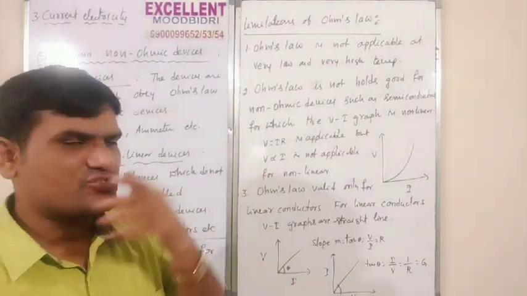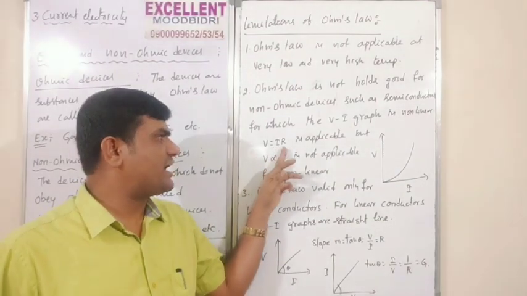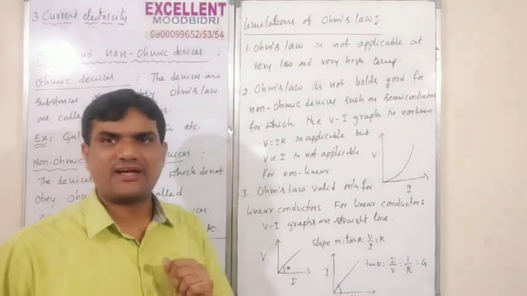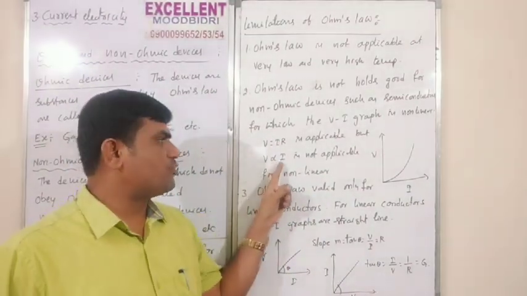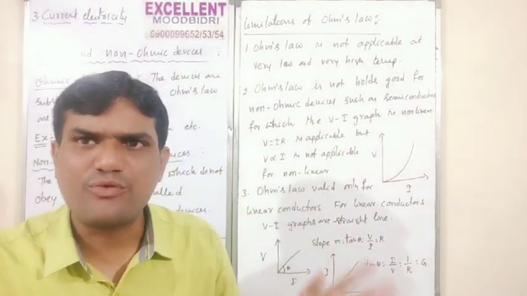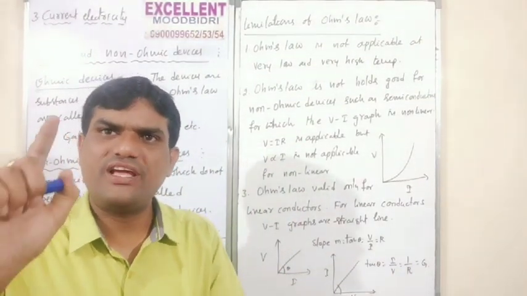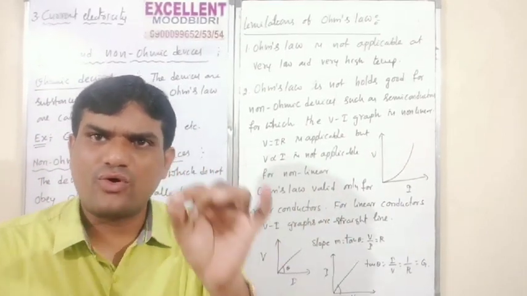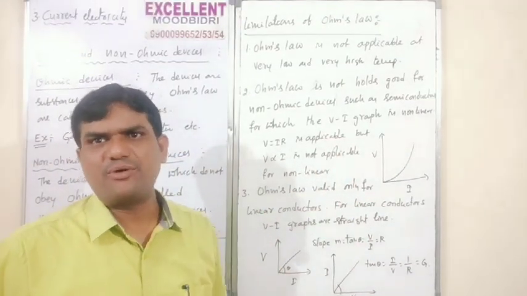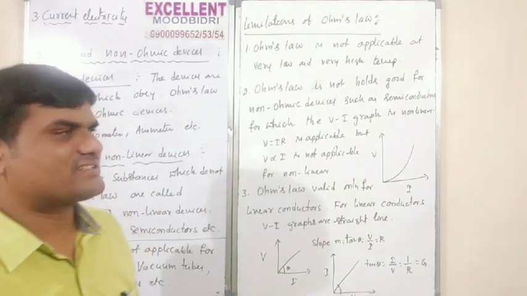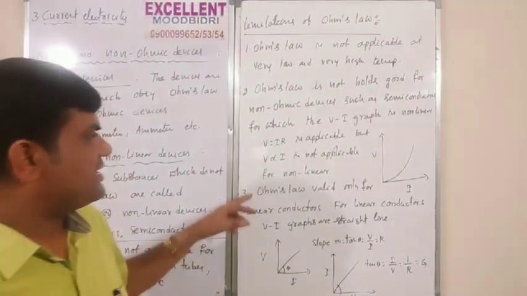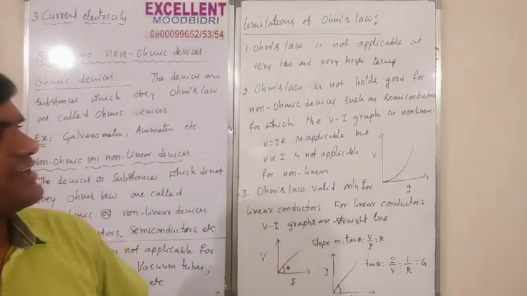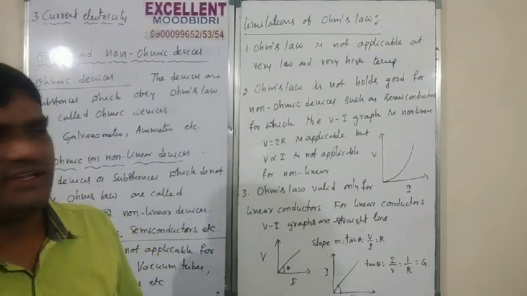Also you can remember here, V is equal to IR is applicable for non-linear as well as linear. But V is proportional to I is not applicable for non-linear. It is applicable only for linear, but not applicable for non-linear.